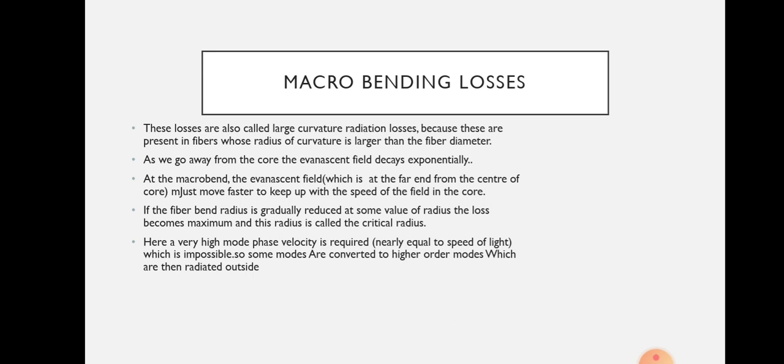Okay. Evanescent field means the field formed by the spreading of the light from the core region to the cladding region, and at the macrobend, the evanescent field which is at the far end from the center of the core must move faster to keep up with the speed of the field in the core. And if the fiber bend radius is gradually reduced, at some value of radius the loss becomes maximum, and this radius is called critical radius.